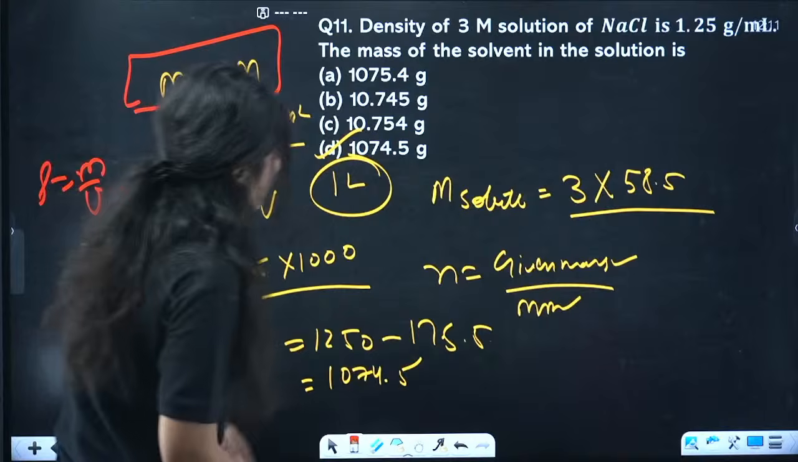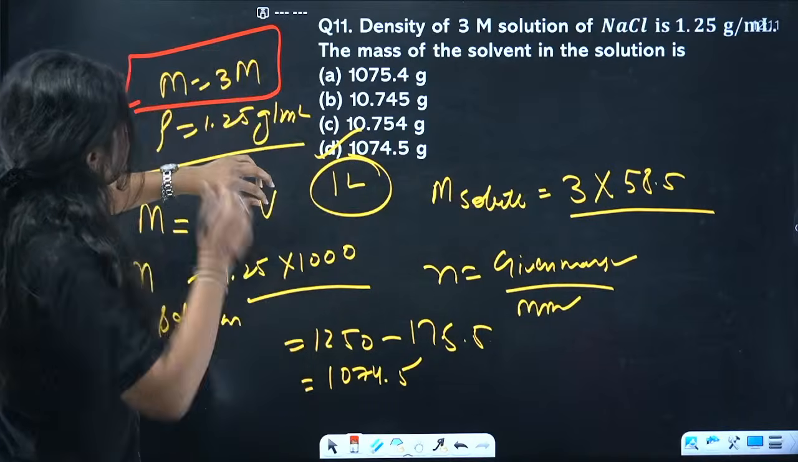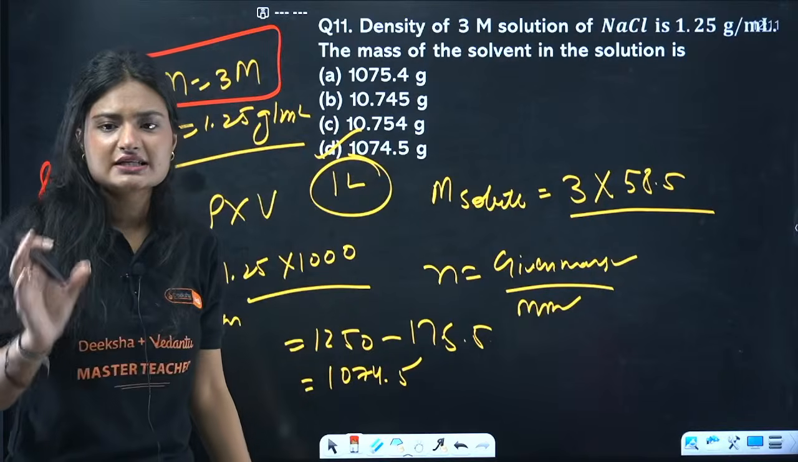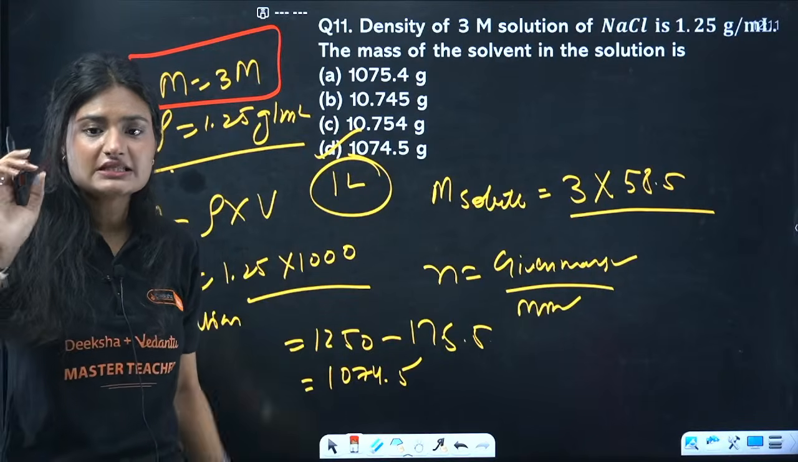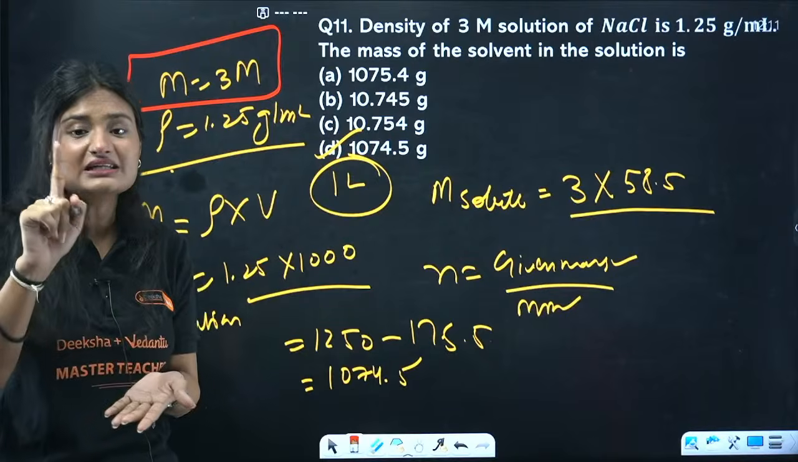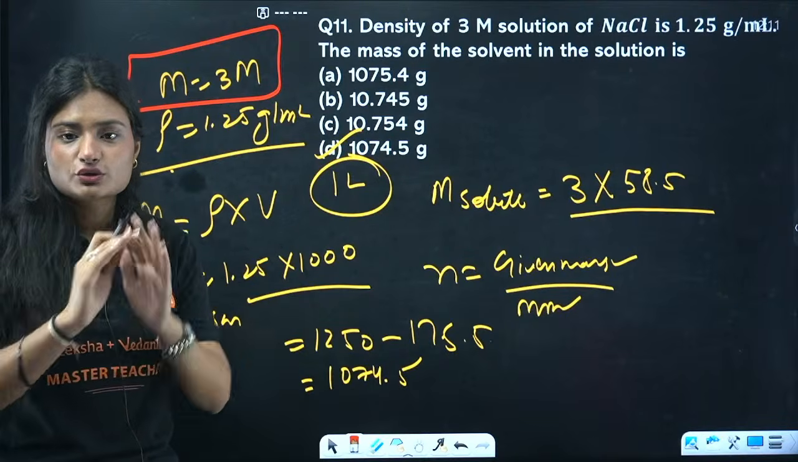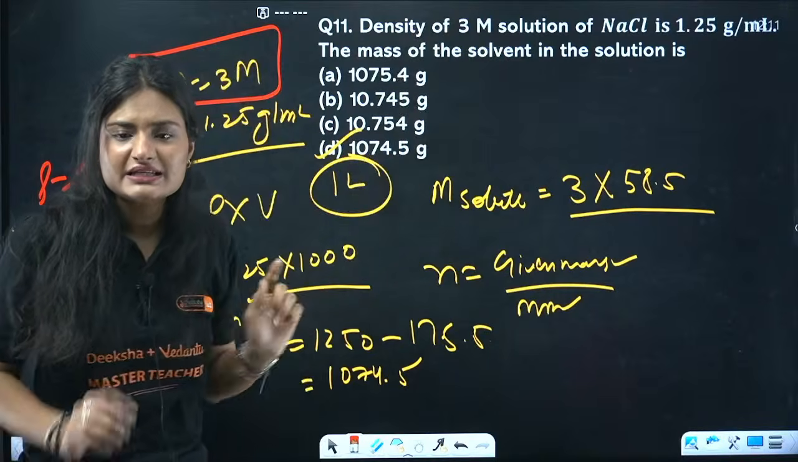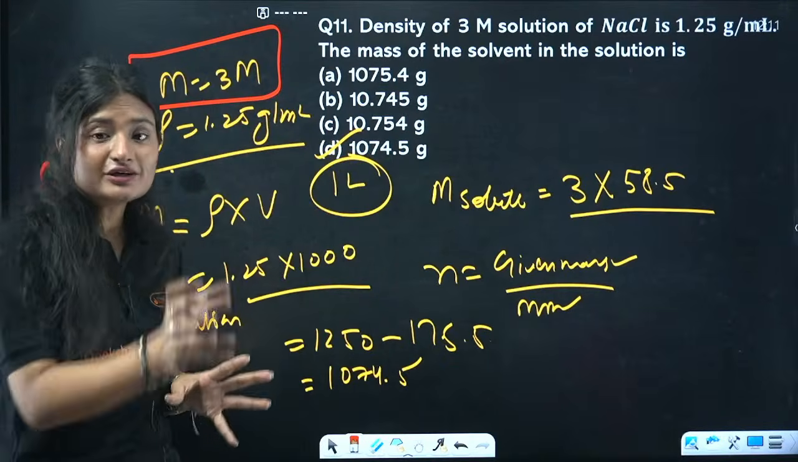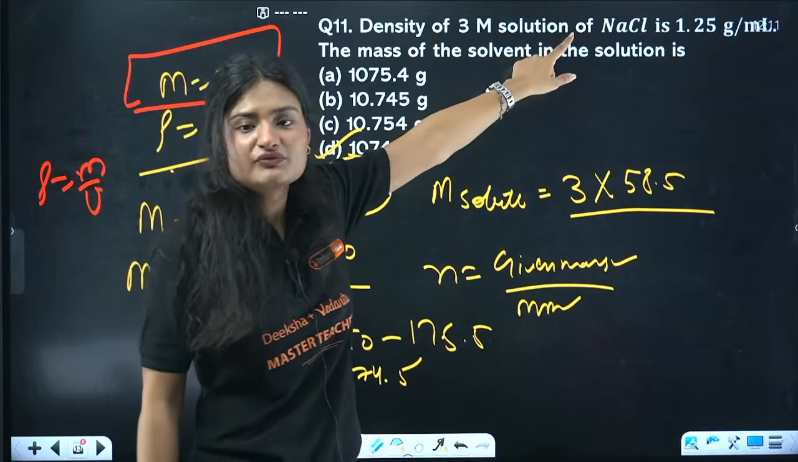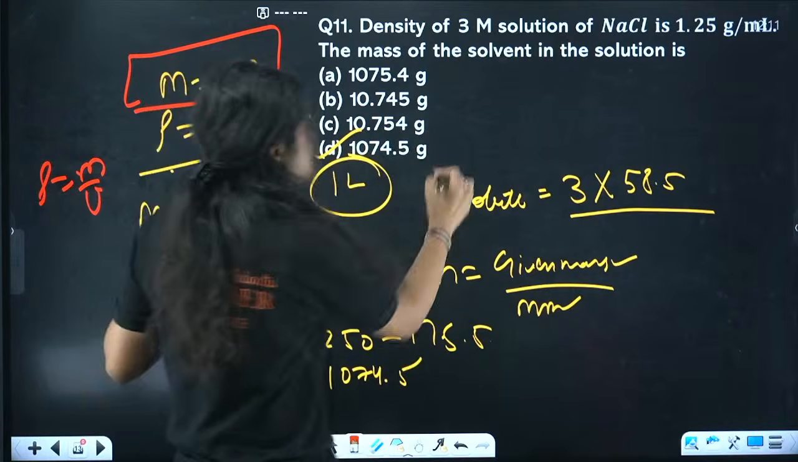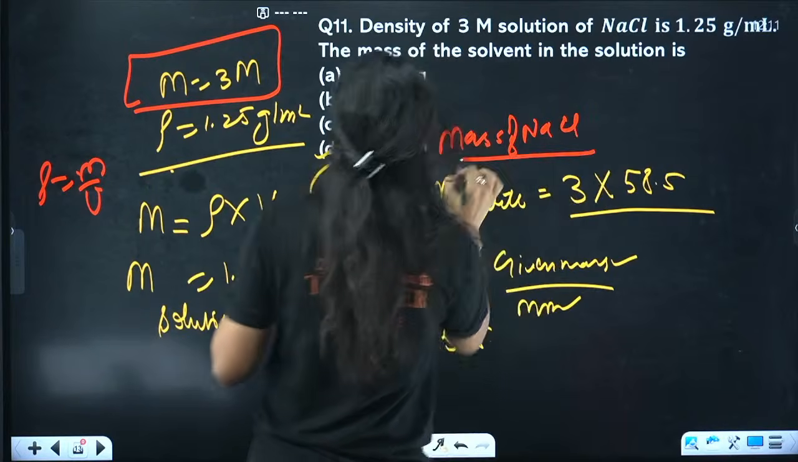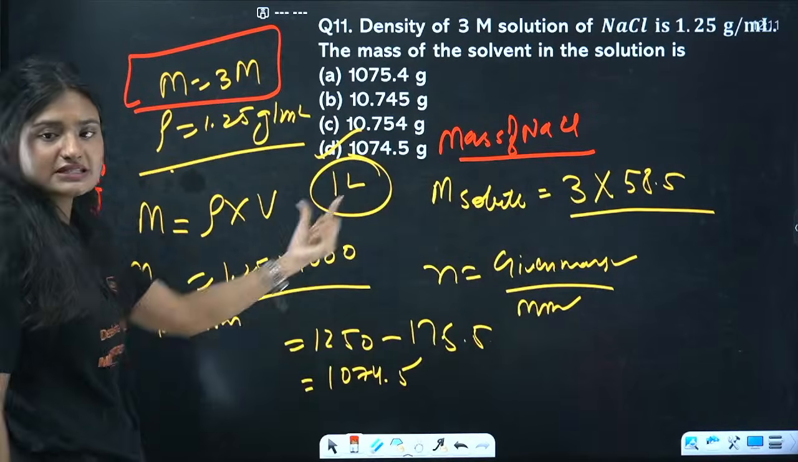Okay, now mass of solute is given, what is the mass of solute? 3M. So normally we consider this as moles because this 3 molar solution is made in 1 liter of solution. Total solution is 1 liter, so that means this is your moles. Now if you multiply the number of moles with the molecular mass of NaCl, you will find the mass of NaCl. This is the mass of solution. This is the mass of NaCl.